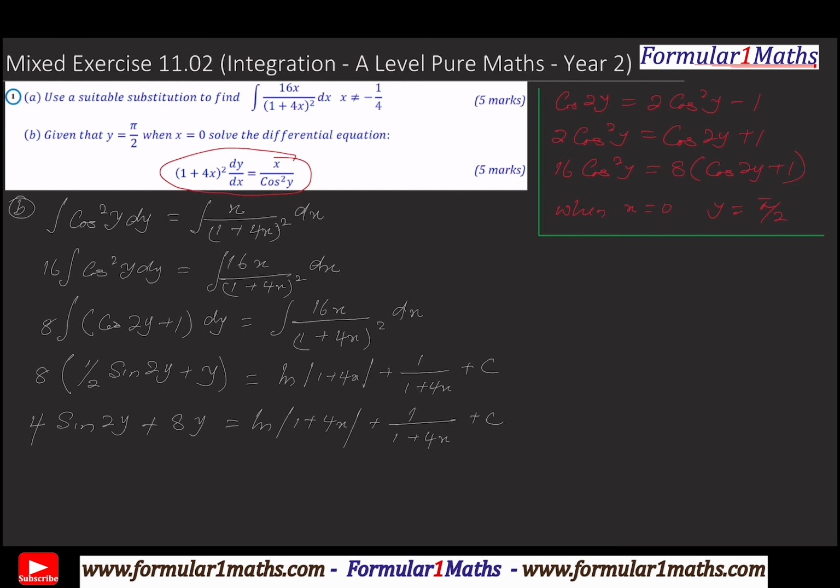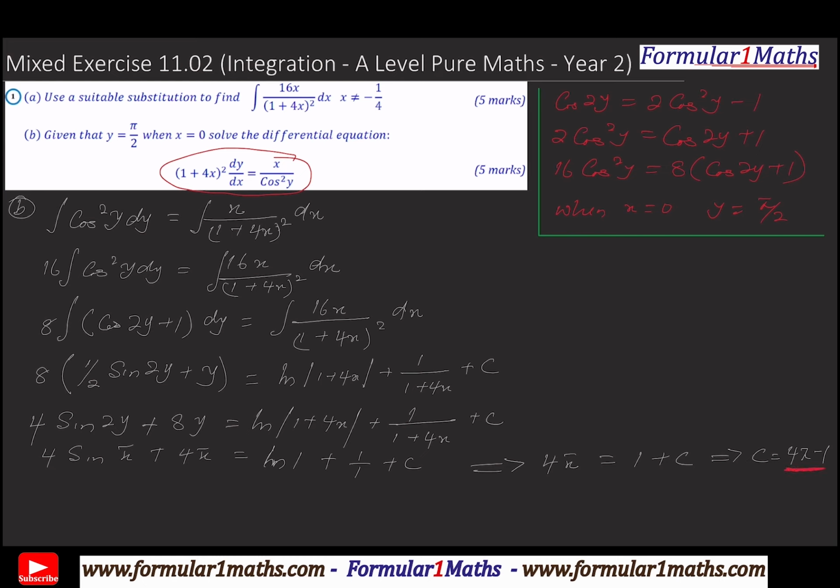And so if we do that, we are going to get 4 sine pi plus 4 pi is equals to ln 1 plus 1 over 1 plus c. This implies that 4 pi is equals to 1 plus c. And that means c is equals to 4 pi minus 1. So our integration constant is 4 pi minus 1.